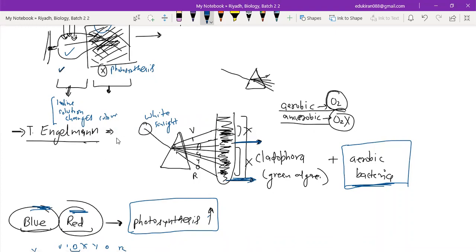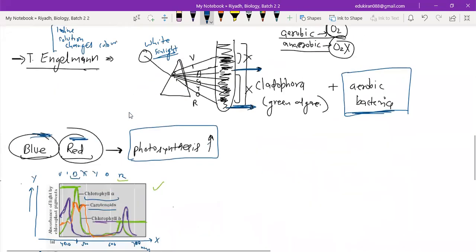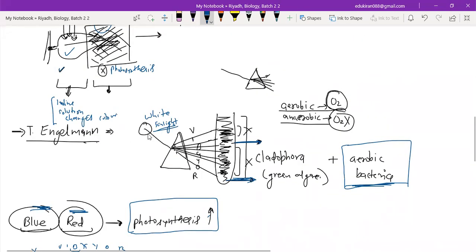And then the third one is where Engelmann actually took the third character of the play, which is sunlight. Okay, so we need oxygen, glucose, and sunlight. So what about sunlight? What is there in sunlight which makes sense? So he figured out that he can split the sunlight into all its 7 components, the VIBGYOR, the visible spectrum, and then see which spectra causes the maximum photosynthesis to happen.